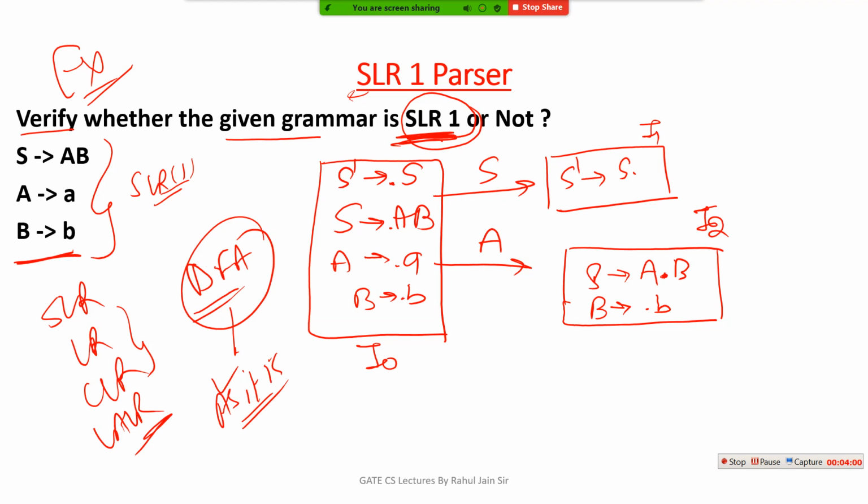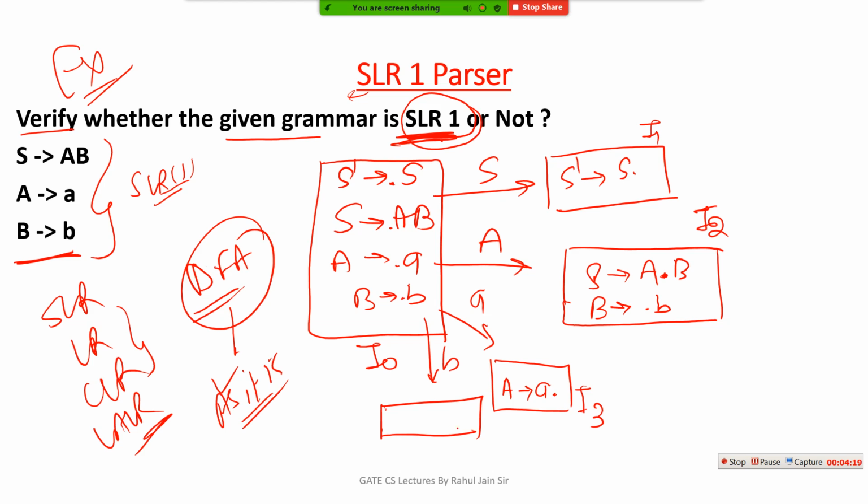Now on small a, this I0 will shift to I3 and it will get reduced in I3, meaning A will reduce like that, A derives a dot. On small b, that is on terminal b, it will get reduced like B derives b dot. So this is my I4 state and this production is reduced here.